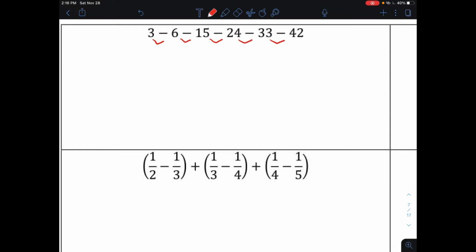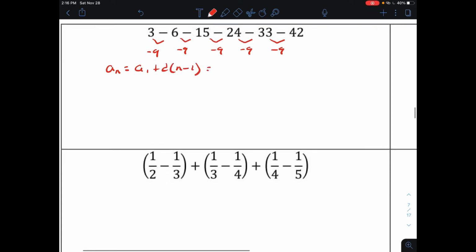If I'm looking to go from 3 to -6, -6 to -15, I'm basically subtracting 9 every single time. So I could write an explicit equation for this. This is an arithmetic sequence, which would be a_n = a_1 + d times (n minus 1). Our first term is 3, our common difference is -9, so 3 minus 9 times (n minus 1).